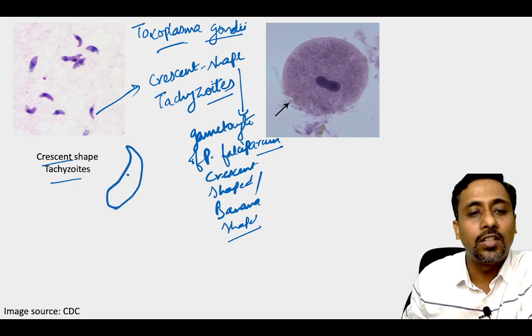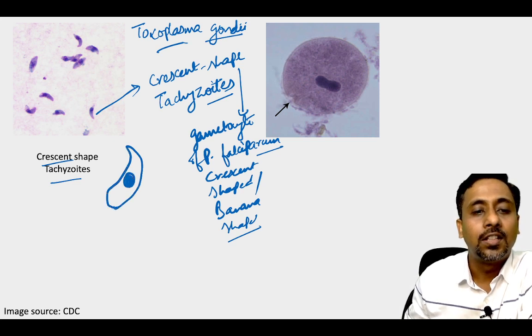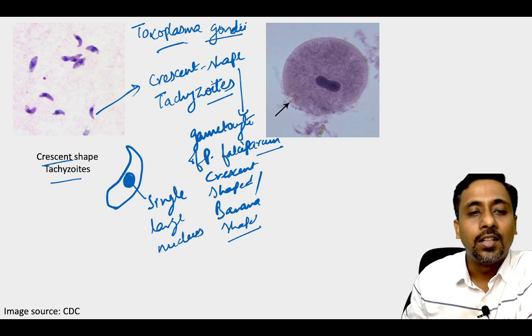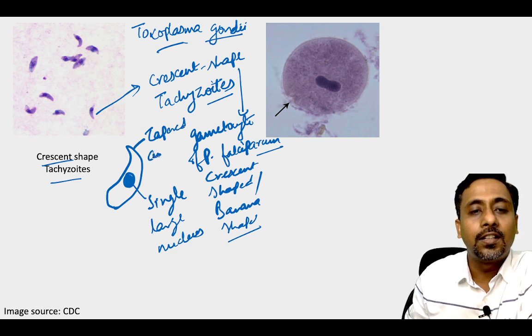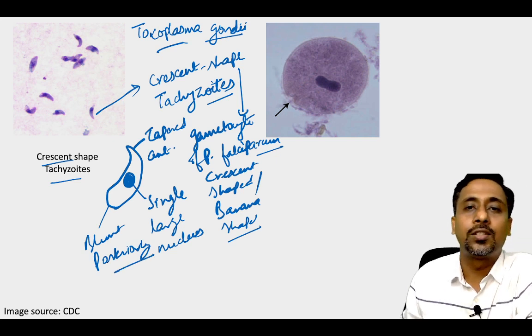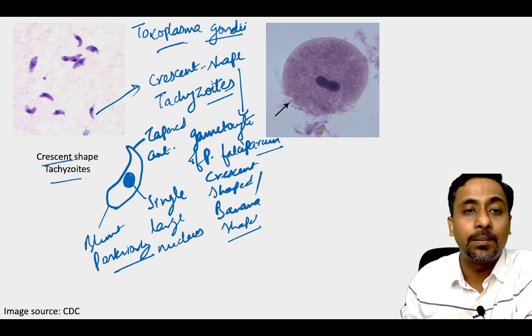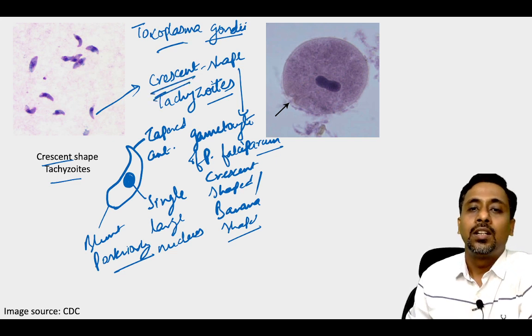It has got a single large nucleus, tapered anteriorly and blunt posteriorly. Okay, so this is the characteristic trophozoite of Toxoplasma gondii, which is known as tachyzoite, as they are rapidly multiplying. So what is the characteristic shape? Crescent shape.